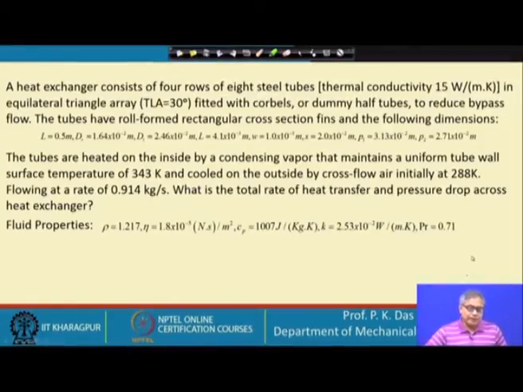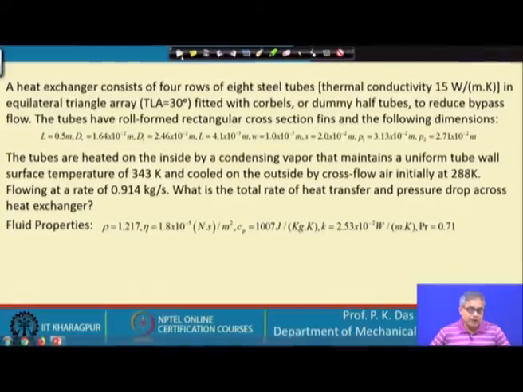Now, let us take up a problem, and with the problem we will see how we can solve this and how we can use the things which we have learnt. A heat exchanger consists of 4 rows of 8 steel tubes. The thermal conductivity of the steel tube has been given, and the tubes are in an equilateral triangular array fitted with corbels or dummy half tubes to reduce the bypass flow.